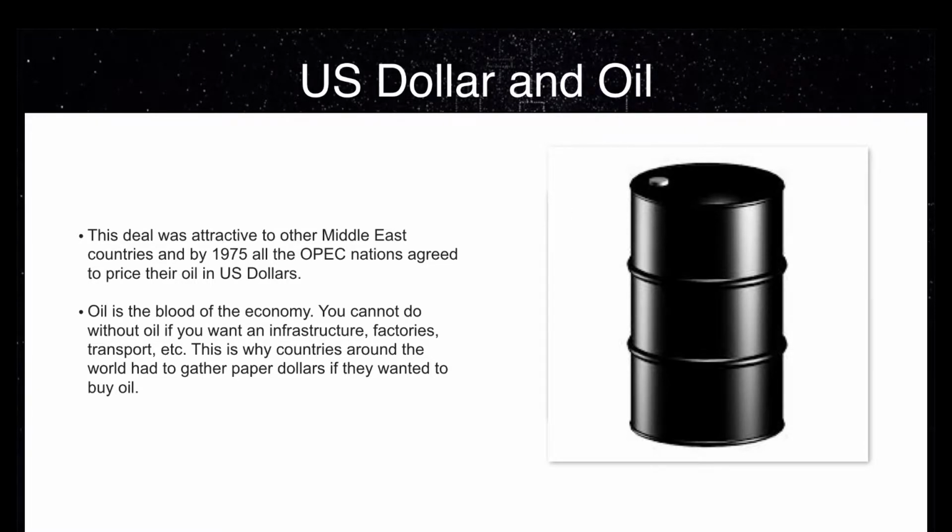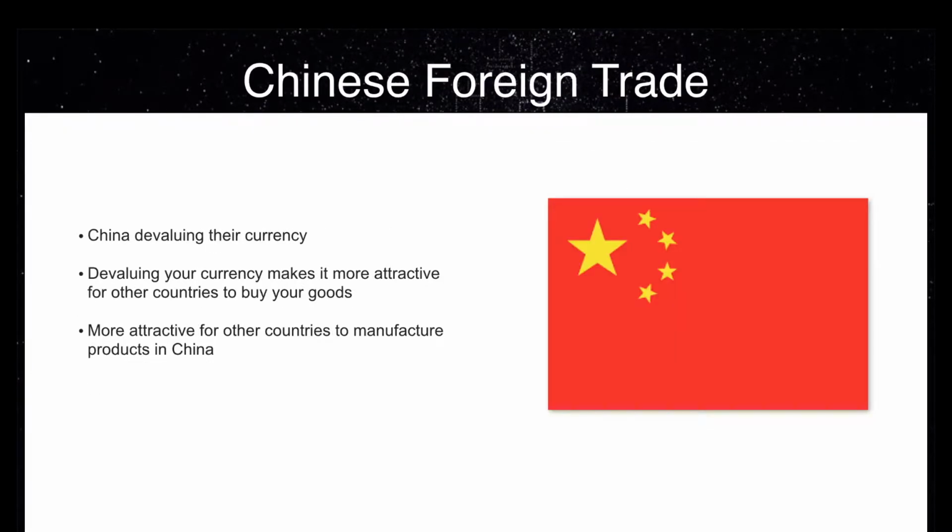And the U.S. dollar is no longer on the gold standard. They don't have to increase their gold reserves to print more money. And so we're just sitting here printing money, right? So we have absolute control of oil. And in turn, if we have control of oil, we can call it imperialism. We can control and manipulate other countries through the power of oil. And so next we're going to talk about the Chinese foreign trade.